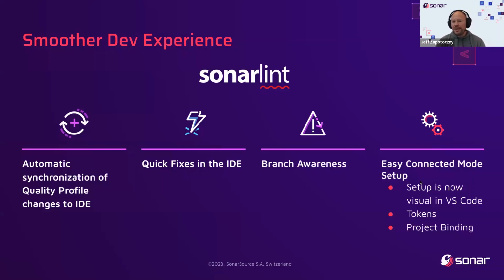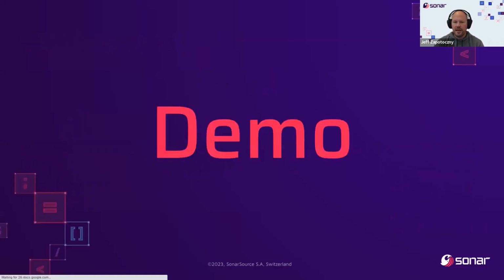And then finally, we've made connected mode setup itself easier. For one thing, in VS Code, it's now visual instead of hand editing JSON properties. And when you create a connected mode configuration for the first time, you'll get some guidance in the space of creating a token that's appropriate for use in managing the connection, as well as some assistance getting your project bindings set up. So let's have a look at that.